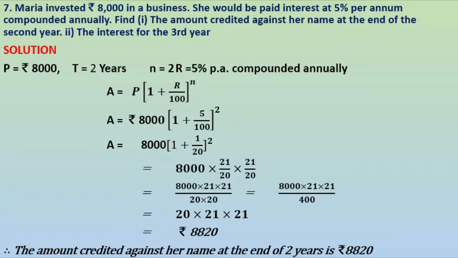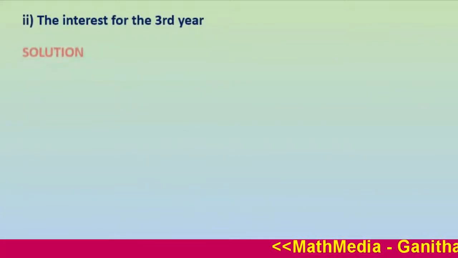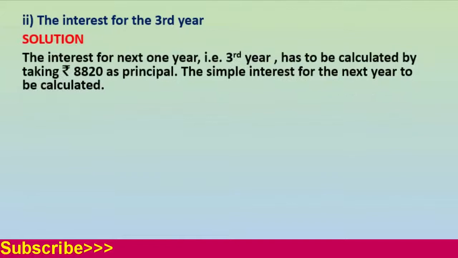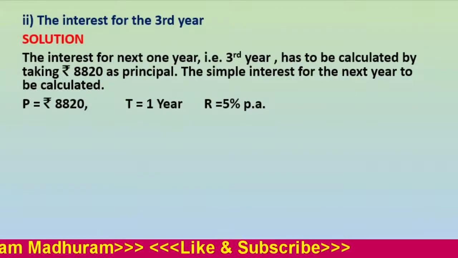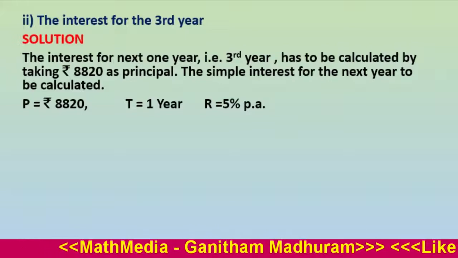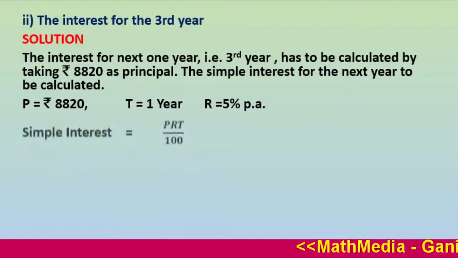You can consider like that way. Otherwise, again you can use the compound interest formula, A equal to P into 1 plus R upon 100 raised to N. Here instead of 2 you have to write 3. Then you can subtract the amount, you will get the interest for third year. Any method you can use. Here I am using a simple interest formula because that is easy. So to calculate interest for the third year, we can take a principal as rupees 8,820, time period equal to 1 year, R equal to 5%.